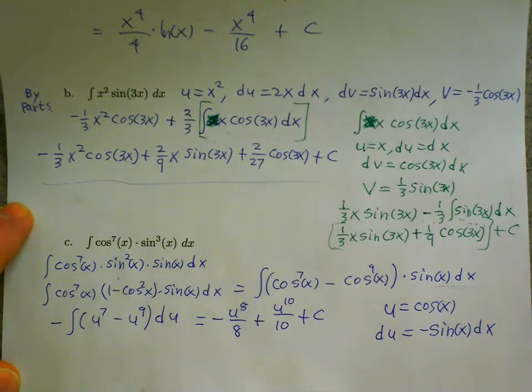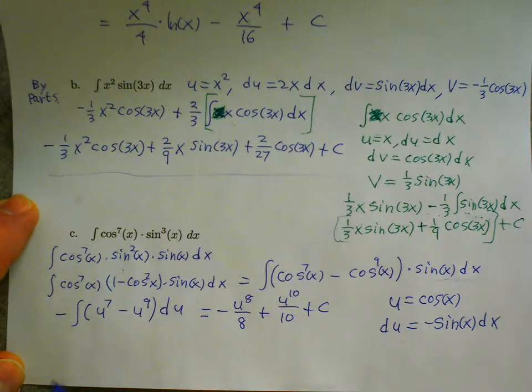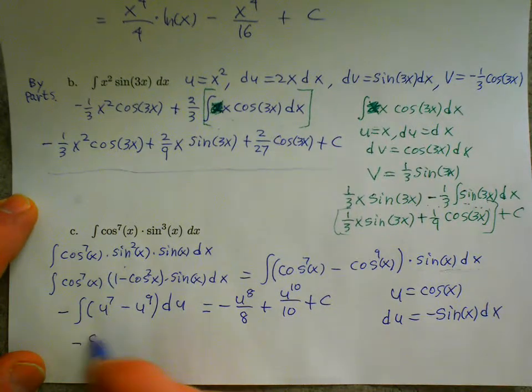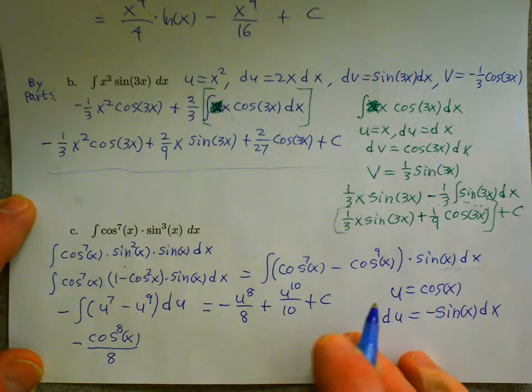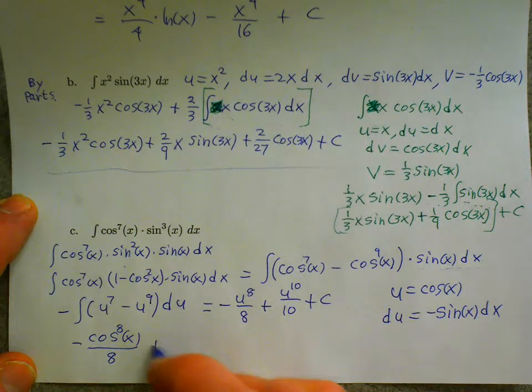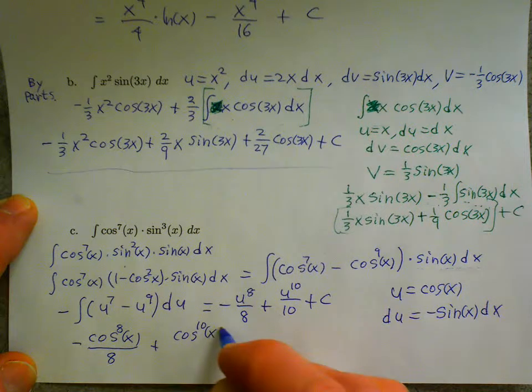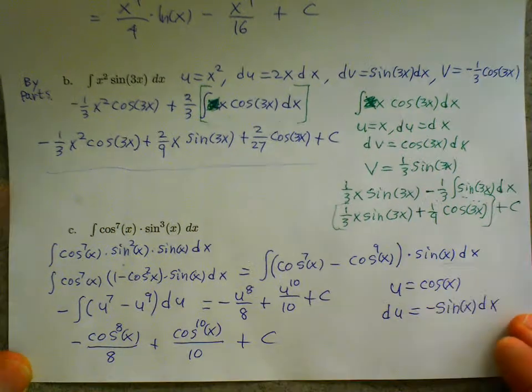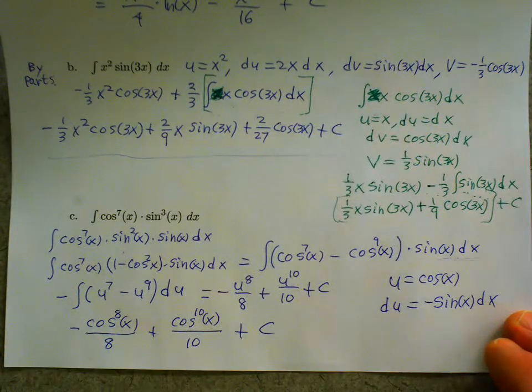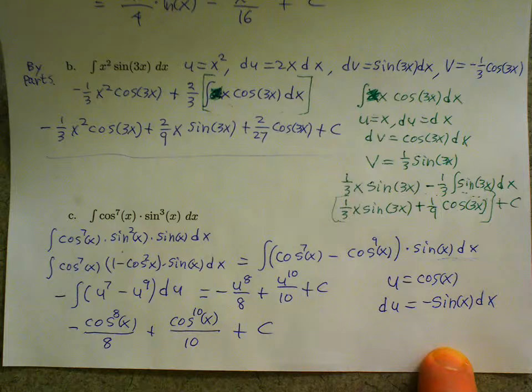And then the last step, replace u with cosine of x. So negative cosine of x to the 8th over 8 plus cosine of x to the 10th over 10 plus c. Okay, let's look at the next page.